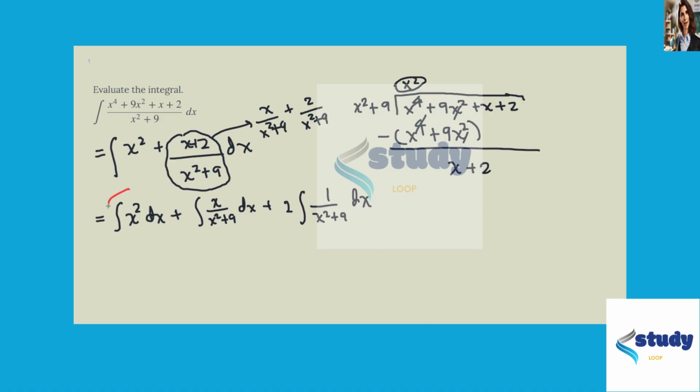So the first one, just use the power rule. We know that's just x cubed over 3. Don't worry about the c for right now. We'll add that in later.